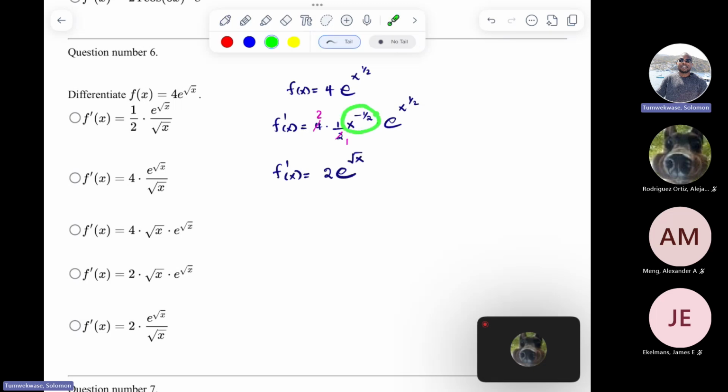Once again, this is x to the negative half. When I bring it down, it is x to the positive half, and x to the positive half is the same as square root of x.